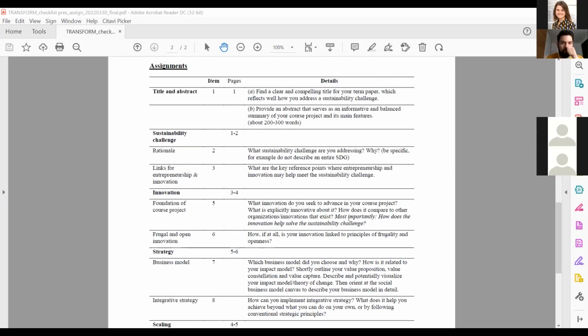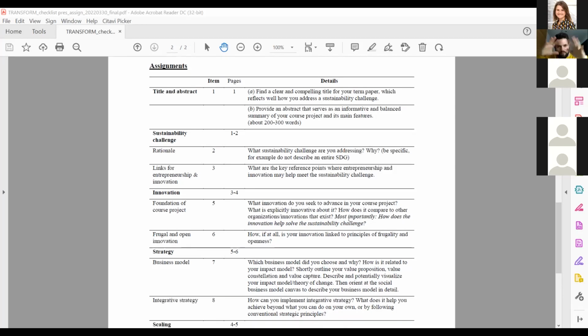which really goes into the direction of how you address the sustainability challenge, as well as an abstract, which is a very short lay summary of what you worked on, and some of the key features of what you developed. The second part, and you see that this is inspired by our content and working sessions, right?